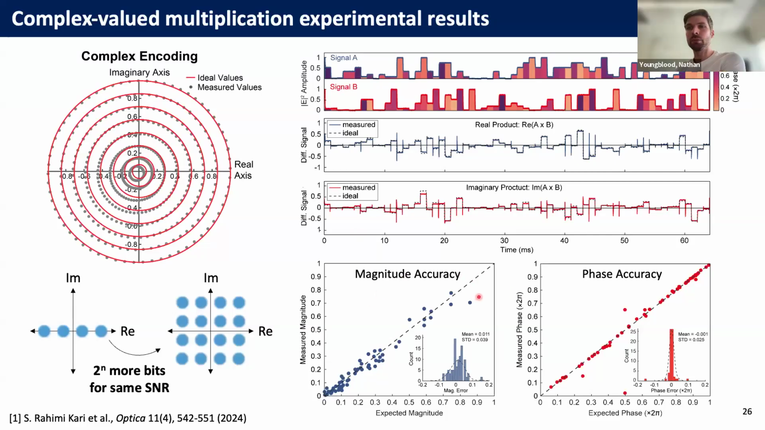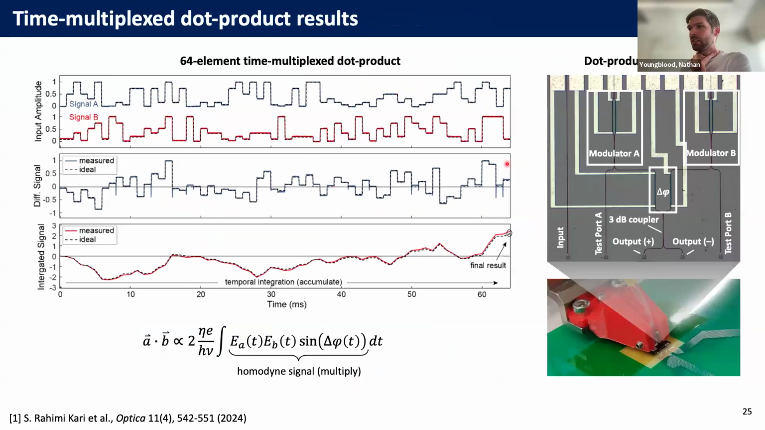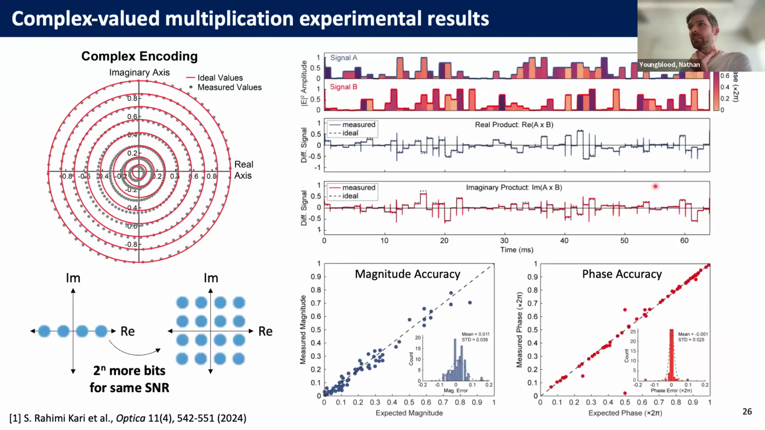This is only for multiplication. Since we didn't have a 90-degree hybrid, we had to perform the multiplication in 2 steps. We have access to phase control here, so we can get the 2 quadratures, the sine and the cosine, by just changing this by pi over 2, I believe. In that sense, we can measure the real product first, and then do the same measurement again to get the imaginary product, if that makes sense.